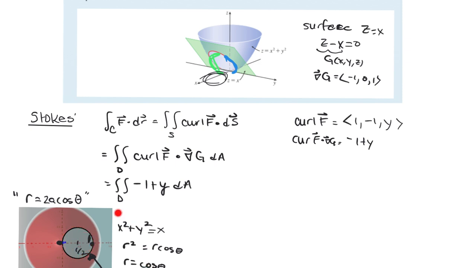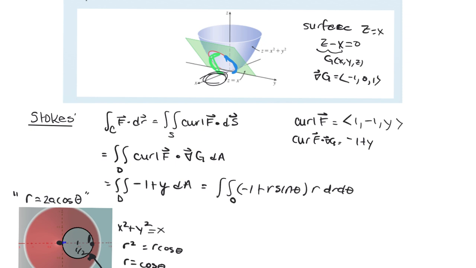All right, you probably would have to go back and review polar coordinates so that you could remember all that. But that's what I would do. I would switch to polar. If I did that, then I would have negative 1 plus y. Y is r sine theta. dA would be r dr d theta.